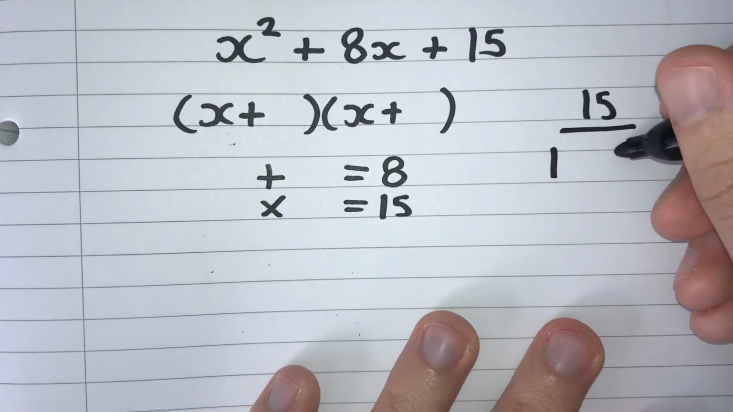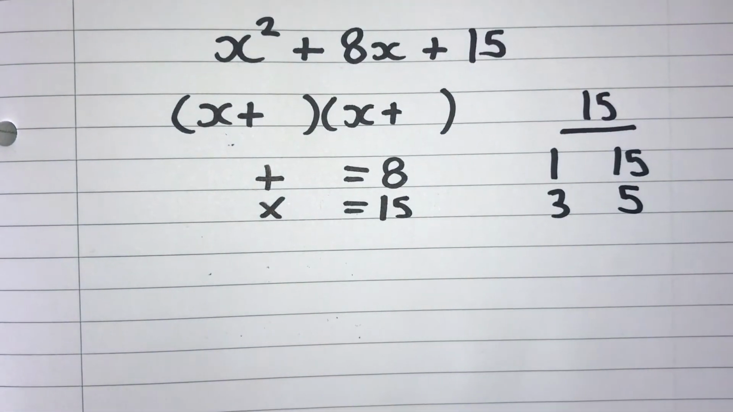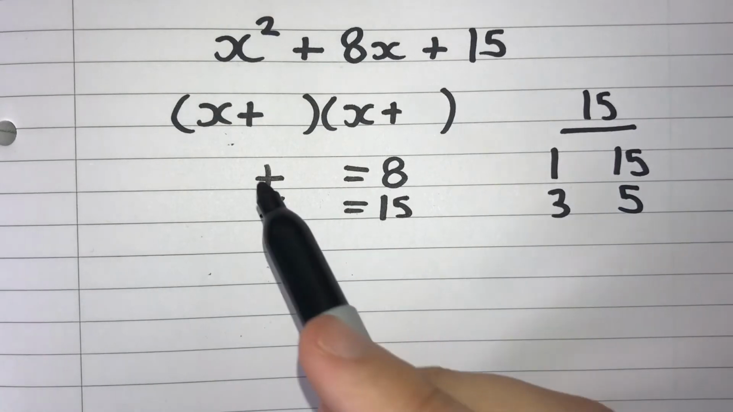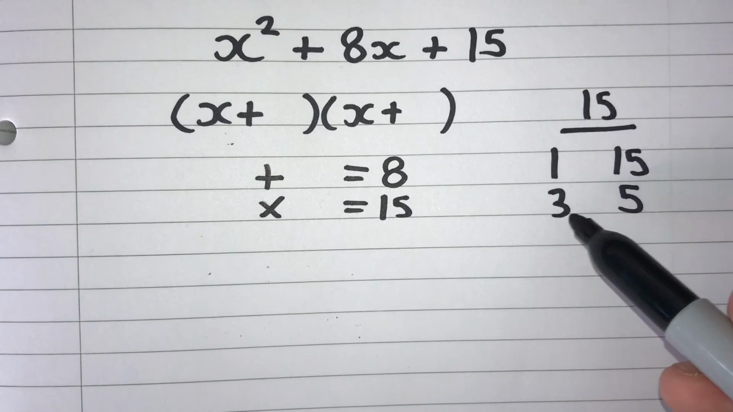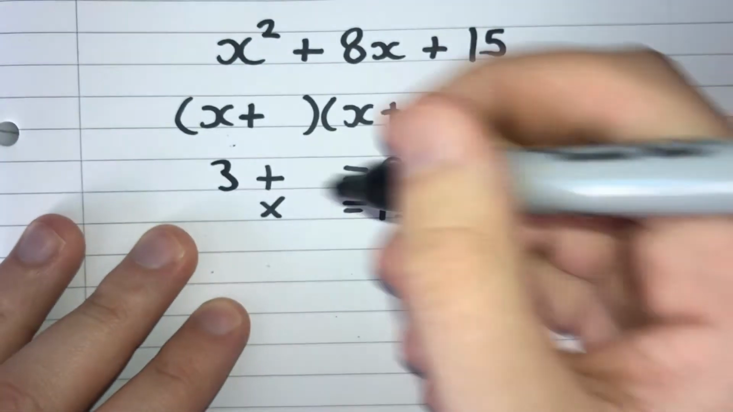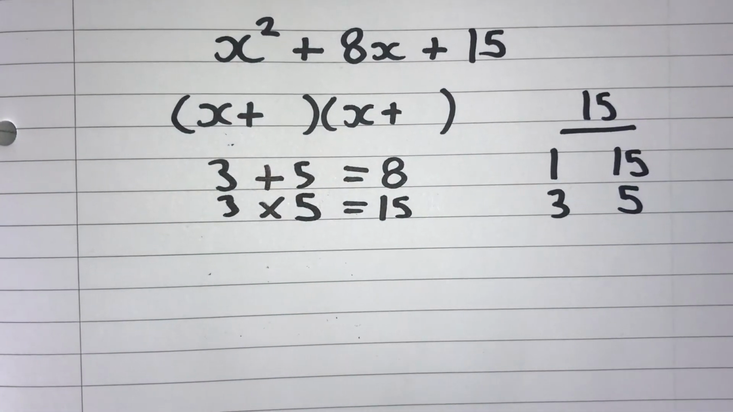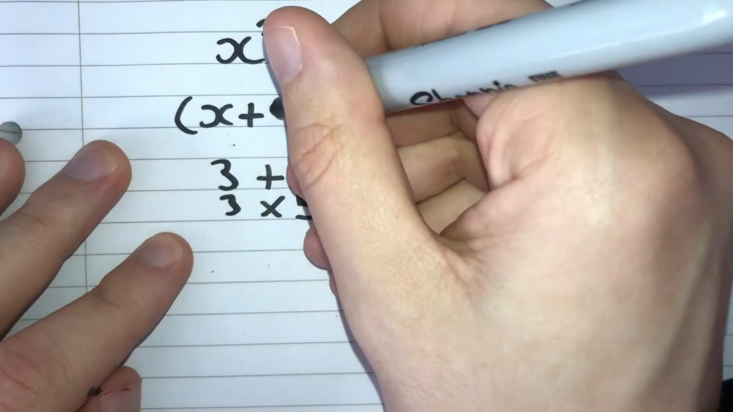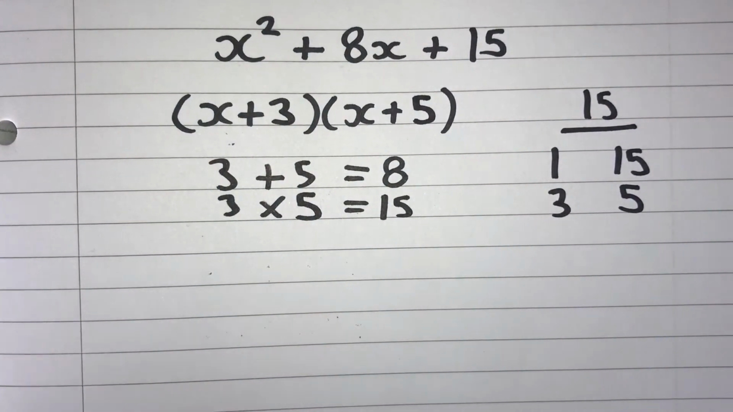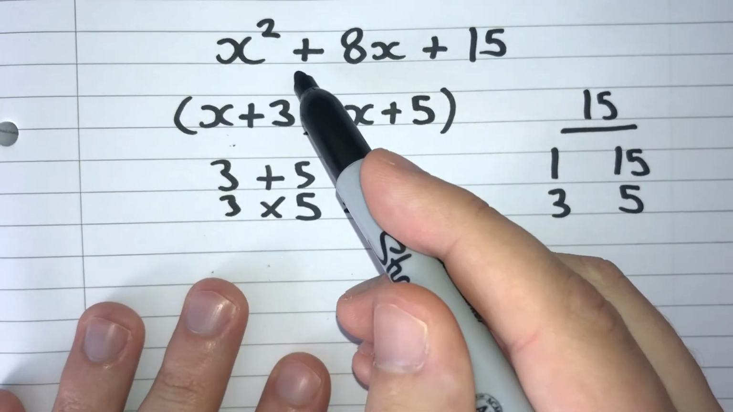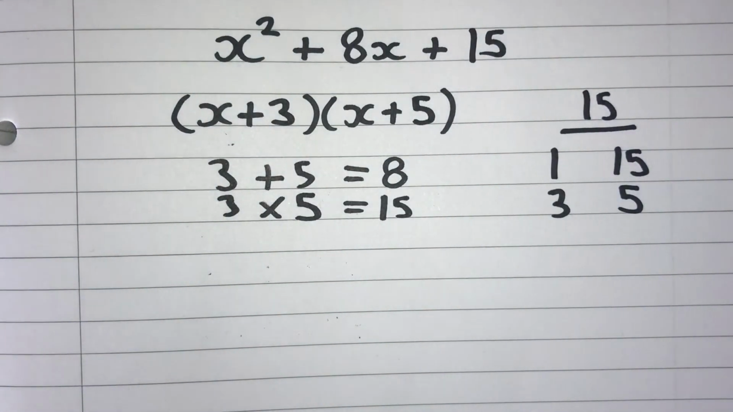So we could have 1 and 15. Or we could have 3 and 5. Well, if we tried 1 and 15, adding those together gives us 16. We want 8, so that's not going to work. But if we were to use 3 and 5, we can add those together. That would give us 8. Multiplying them together, of course, gives us 15. So those are the two that we're going to use. So our answer is just going to be x plus 3, x plus 5. And if we were to check that by multiplying them back out again, it would, of course, give us x squared plus 8x plus 15 back.